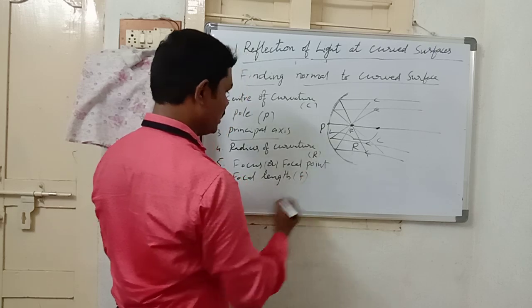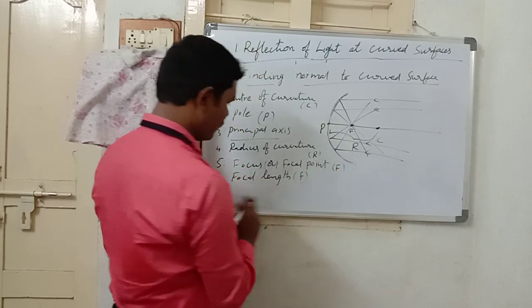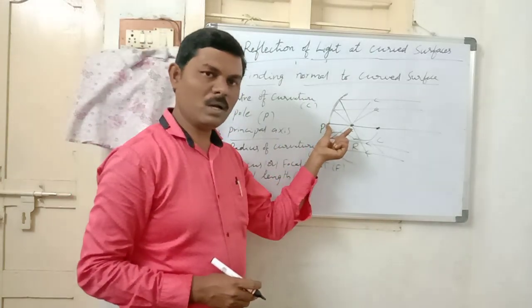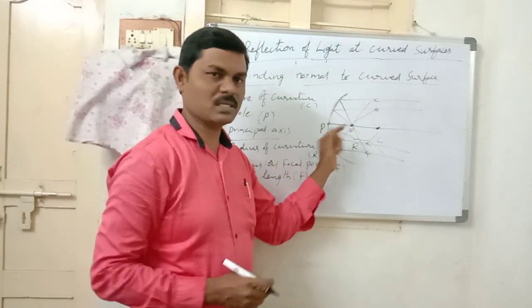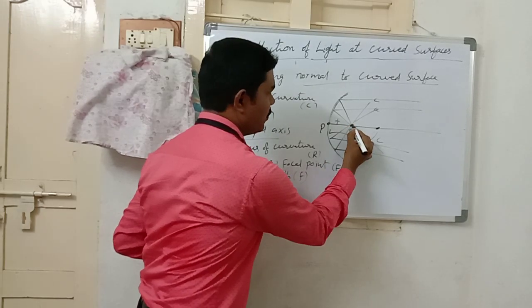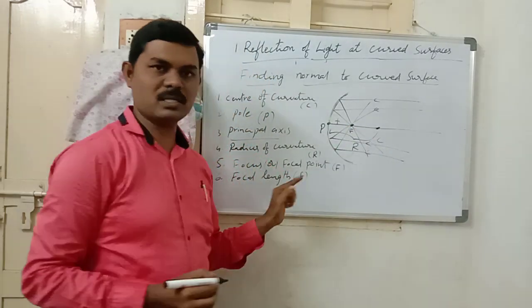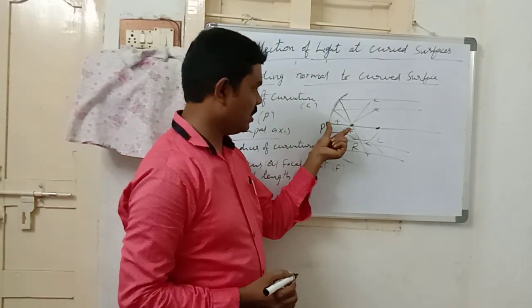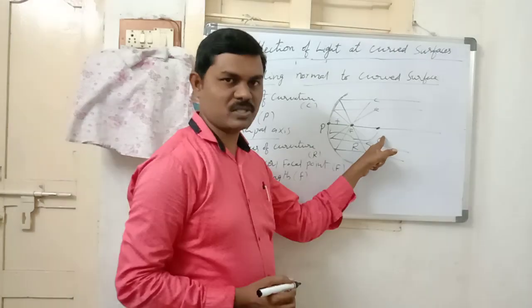The focus is denoted with a capital F, and focal length is denoted with a small f. The distance between pole and focus is called the focal length. So here the same distance will be from focus to center of curvature also.